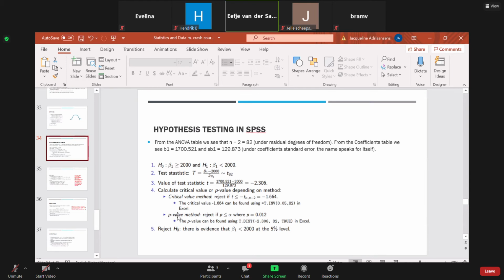Do we get the same for the p-value? Yes, because our p was 0.012 and our alpha, I didn't include it, but it was 0.05. Obviously, this is smaller. And so you reject H0. There is evidence that p1 is less than 200 because you reject this, so you tentatively accept this one. Okay?